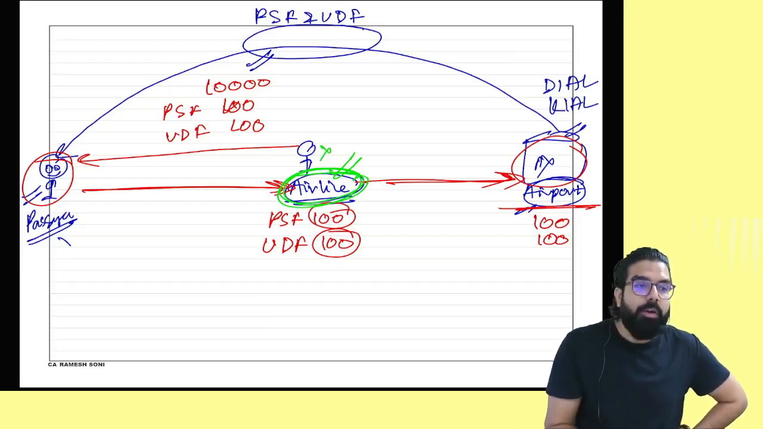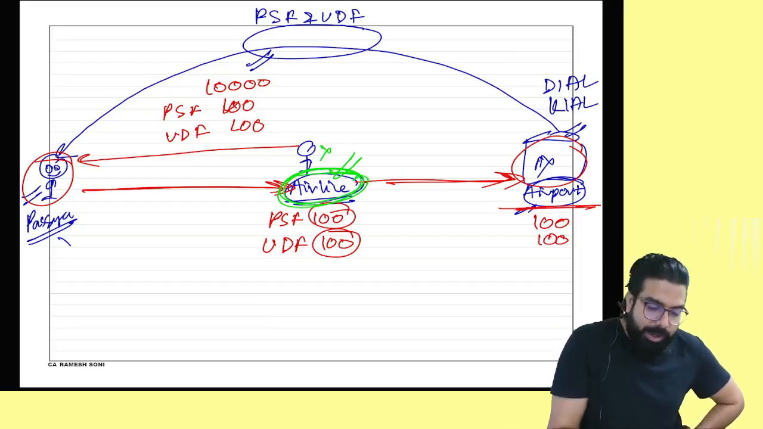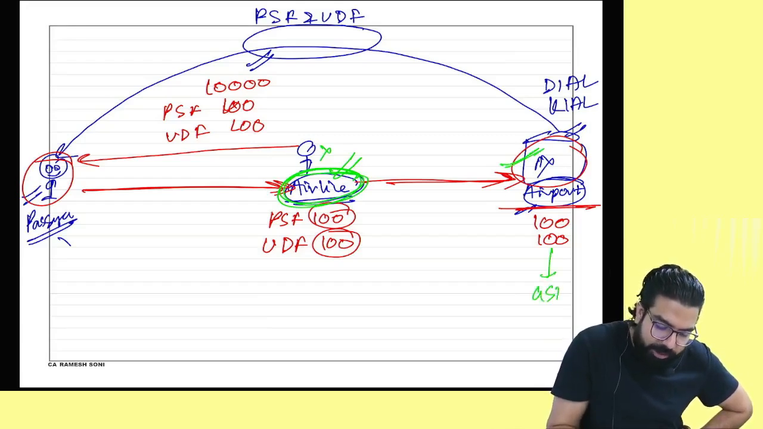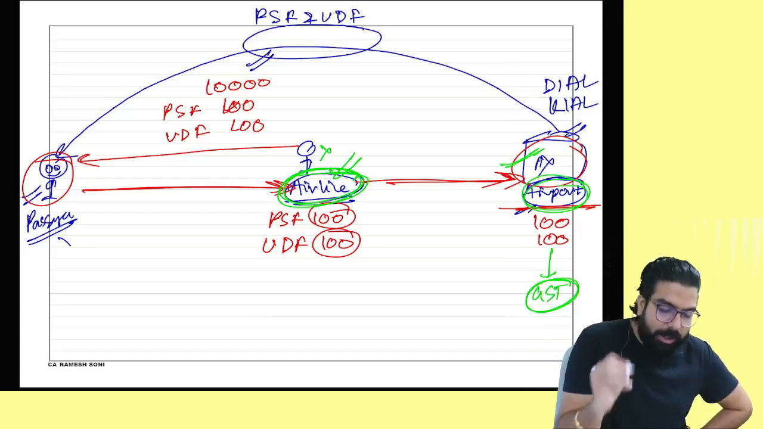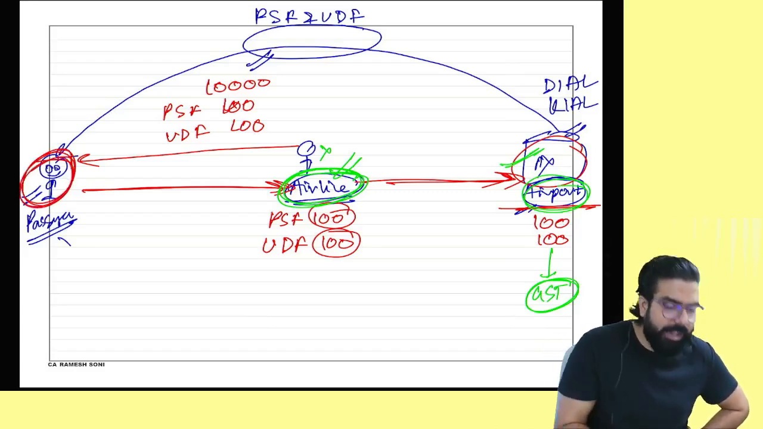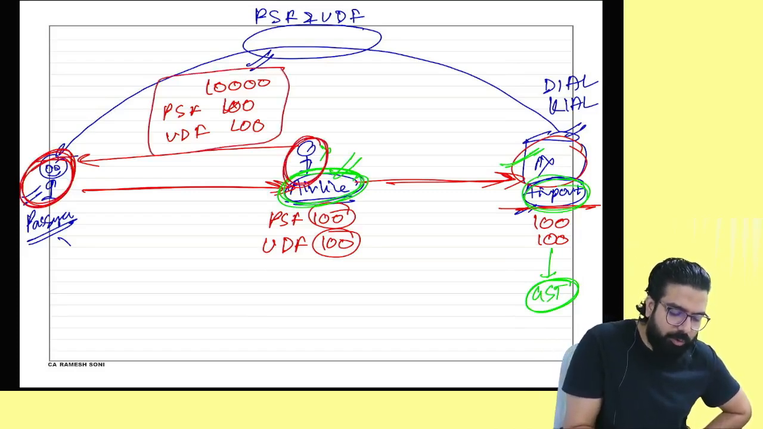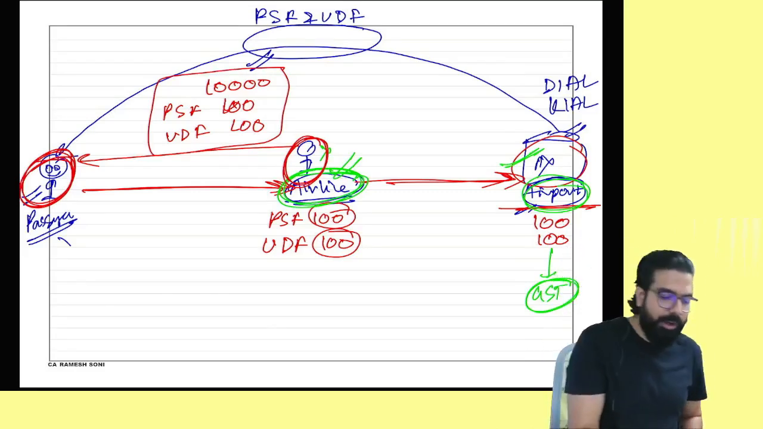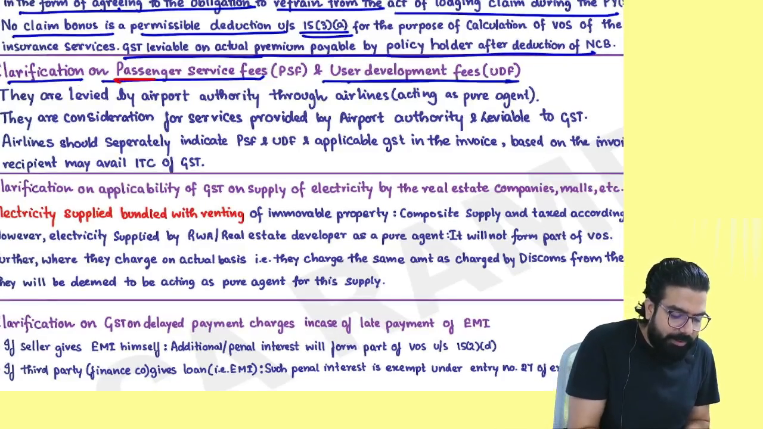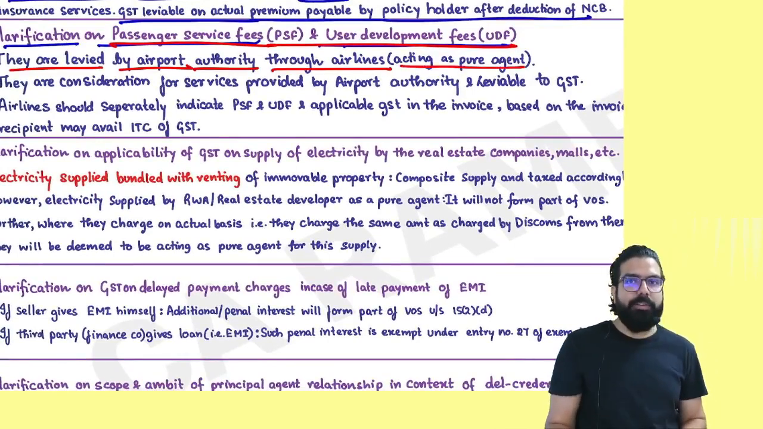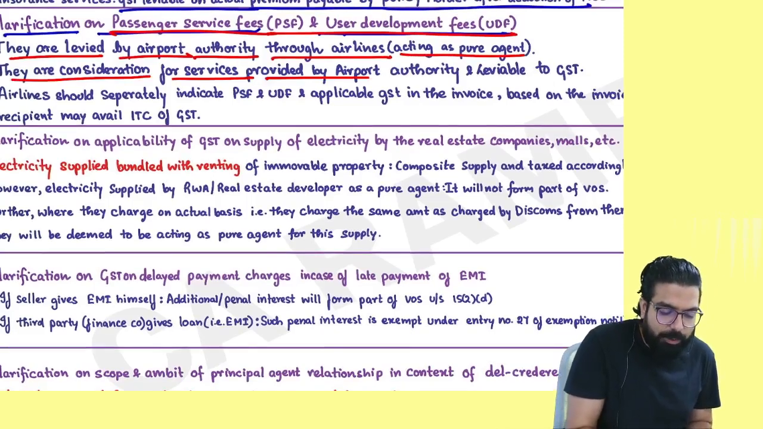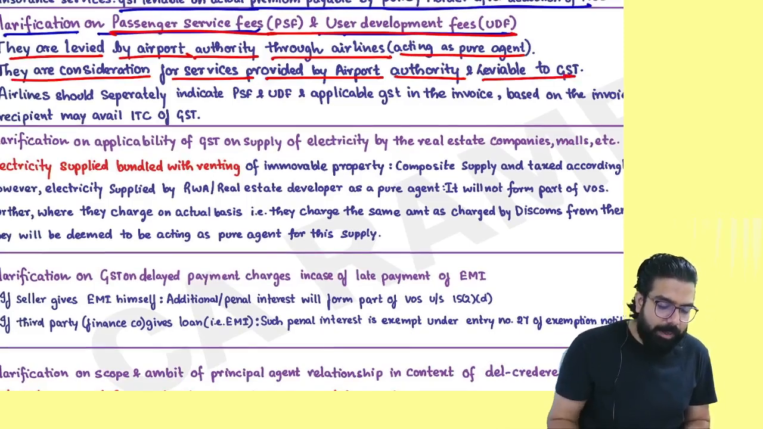Whose value of supply is it? The airport operator's. Do they have to pay GST on this? Yes, the airport operator should pay the GST. Thirdly, if this person wants to take input tax credit, he can take it on the basis of the invoice given by the airline. Passenger service fees and user development fees are levied by airport authorities through the airline acting as a pure agent. They are consideration for services provided by the airport authority and leviable to GST.